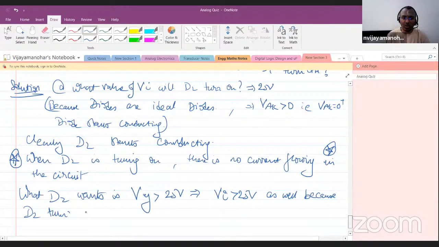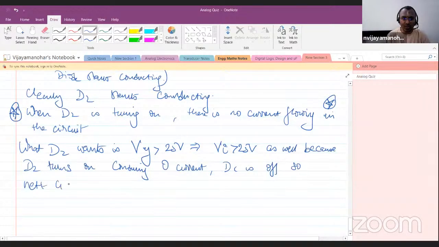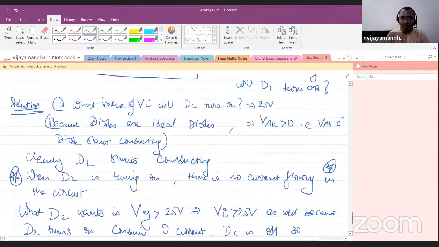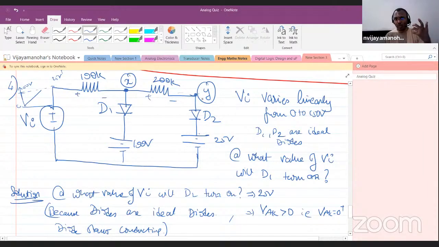D2 turns on consuming zero current. D1 is off. So net current in the circuit is 0, which implies Vy equal to 25 volt implies Vi equal to 25 plus volt, because no current flows anywhere. The drops here are negligible. There is no drop here, there is no drop here. Whatever is this voltage, the same voltage is available at Vi also.